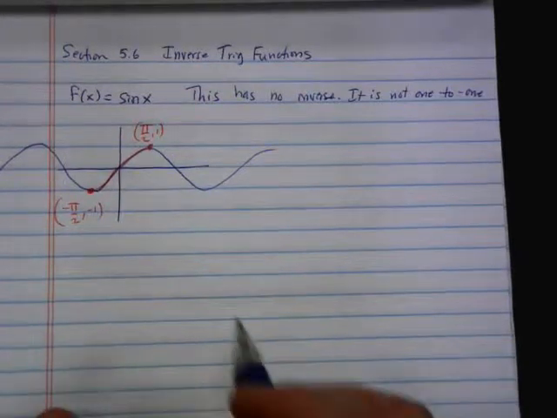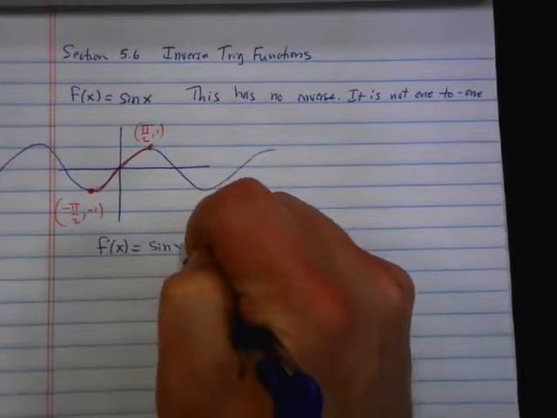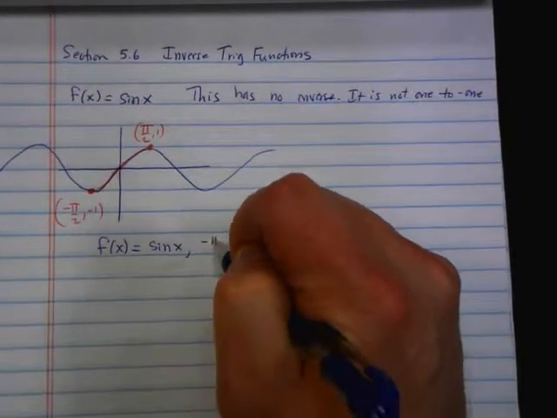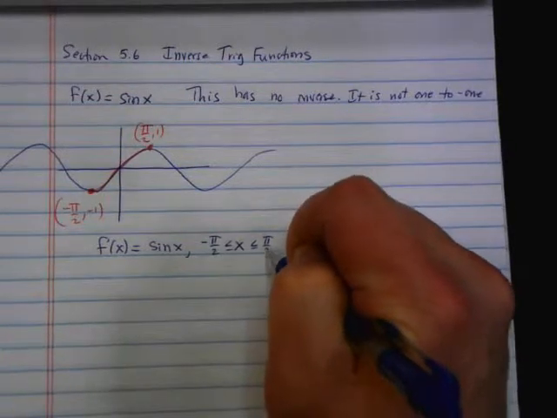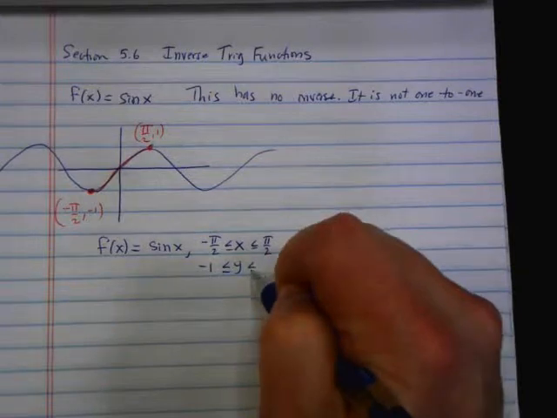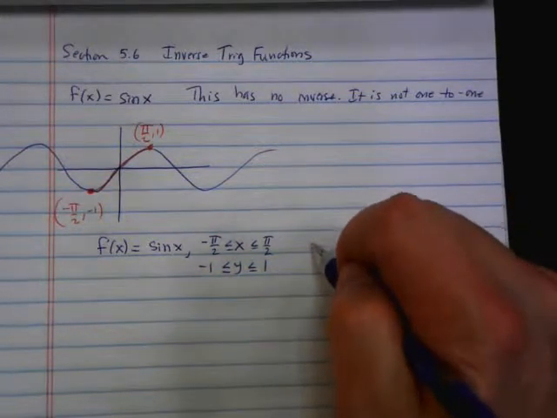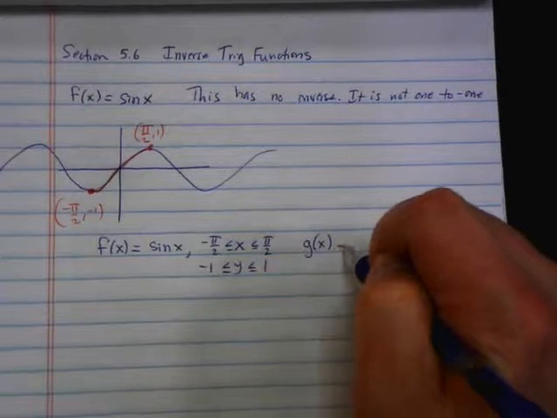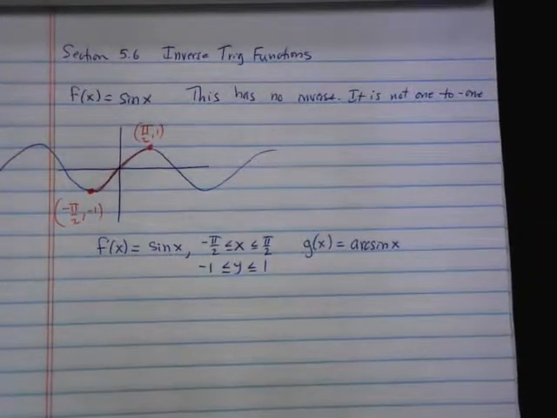Okay, so we're going to have this function, f of x equals sine x, and we're going to limit the domain to be between -pi over 2 and pi over 2, and of course its range is between -1 and 1. Once we have the domain limited and we have a one-to-one function, we can then talk about its inverse. G of x is arc sine of x.